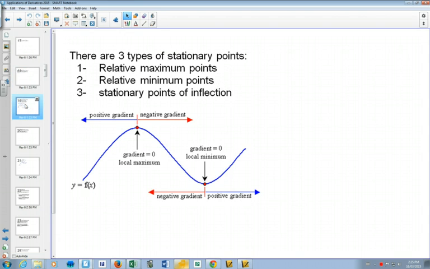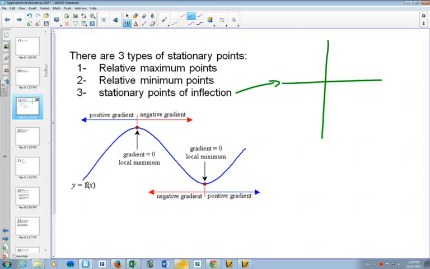So here's a diagram that says 3 basic types. You've got your maximums and your minimums. And you can draw an x cubed graph for the third type. That would be right here at 0, 0 on an x cubed graph. It flattens out enough so that your tangent is equal to 0, even though it's not a maximum or a minimum.